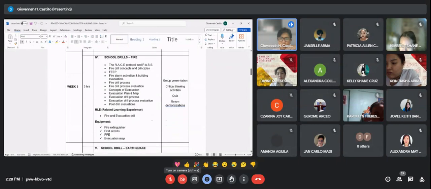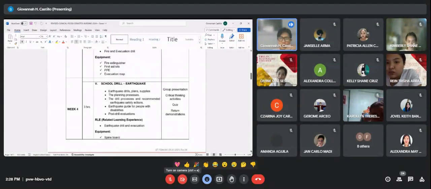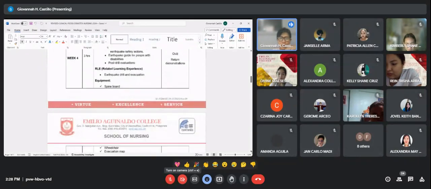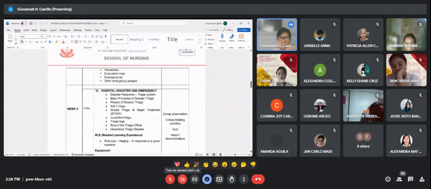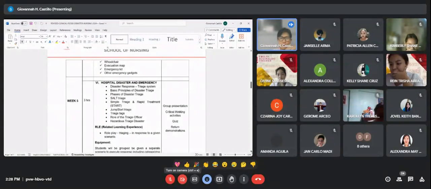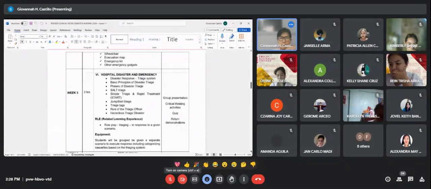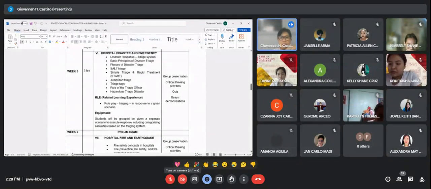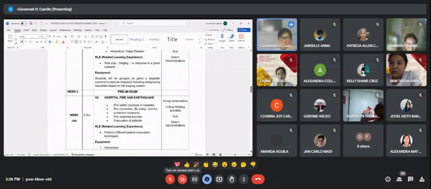And also, you have the drill related to earthquake sa school din. And then you have ito din maganda din siya, hospital disaster and emergency situations. Yan, disaster response, triaging, basic principles of triaging, and also you have the different protocols din, yung SALT triage, START, the role of the triage officer, the hazardous triage disasters. So we're going to learn all of this sa RLE ninyo sa disaster nursing.